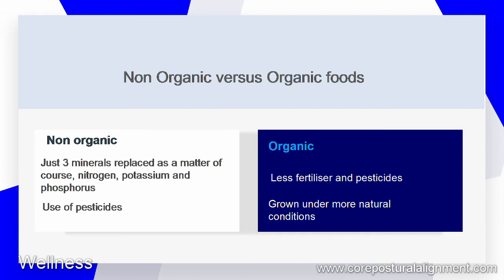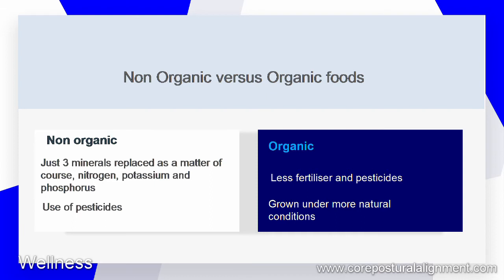farms, where they just replace 3 nutrients: potassium, phosphorus and nitrogen. They're the 3 that they generally replace. And the reason for that is because it encourages the crops to grow quickly and to look healthy. So the yield is very high and it grows quickly and it looks healthy. But it actually is lacking in some of the more trace minerals.